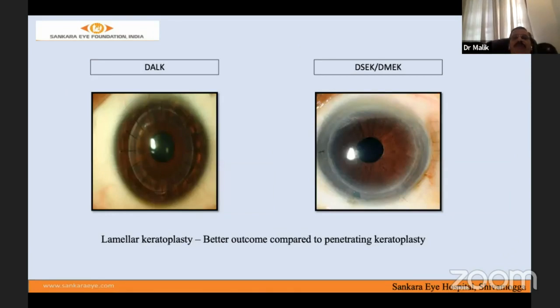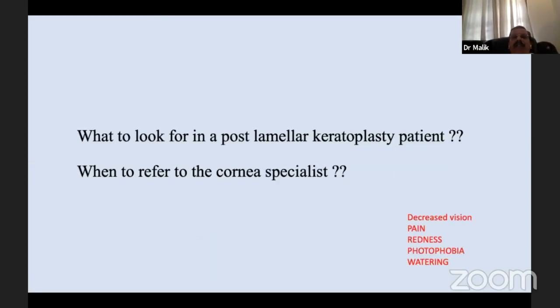So with the advent of this new technology and new techniques, we can get good results in DALK as well as DSEK and DMEK. And definitely lamellar keratoplasty has a better outcome compared to the traditional penetrating keratoplasty. And as a general ophthalmologist, what to look for in posterior lamellar keratoplasty patients and when to refer to the cornea specialist.